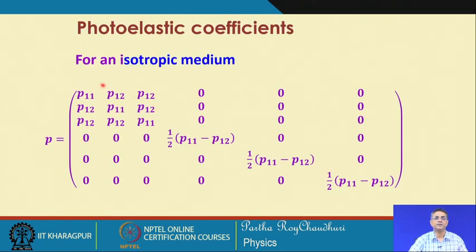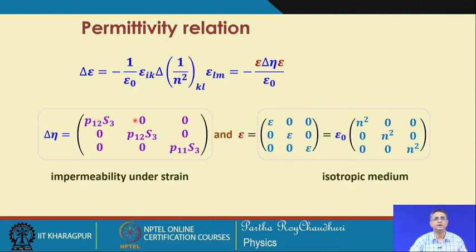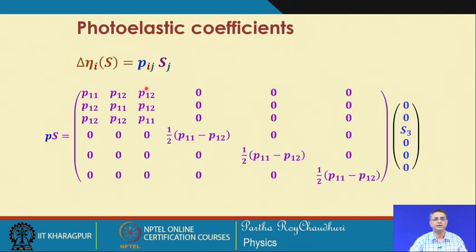Now, we can use this to calculate the change in the impermeability and hence the change in the permittivity tensor. So, for an isotropic medium, this is the form of the photoelastic coefficients, the strain optic tensor, which we have seen on various occasions. Now, in this case, we can calculate the change in the impermeability in the presence of the strain by taking the strain into account. This is again the compressed notation, so the whole 3 by 3 matrix has appeared as a column vector here, and it is only S 3 that is non-zero, which will make only these columns non-zero; all the rest will be 0. So, if you multiply S 3 with P 1 2, P 1 2 and P 1 1, they will occupy the diagonal positions, and you can see that from here.